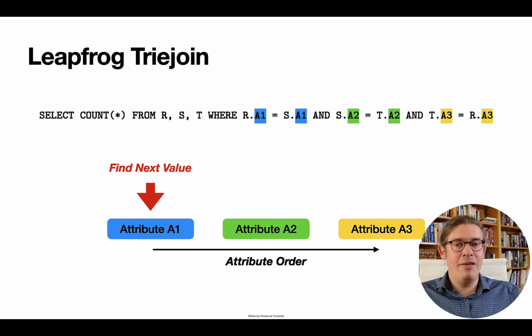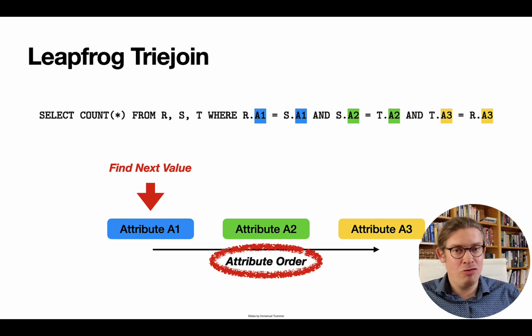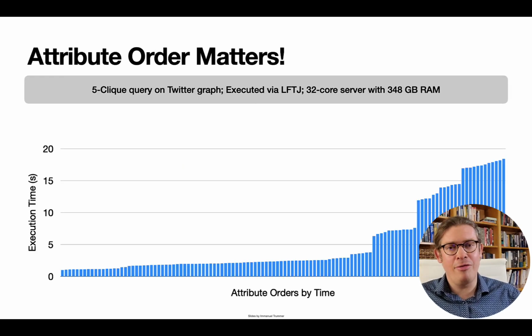So this is the high-level picture of how the algorithm works, but a key decision in this context is the choice of an attribute order. And we have performed experiments showing that the attribute order has very significant impact on the performance. For instance, in this graph, you have execution time on the y-axis, and you have different attribute orders for the same query on the x-axis. And as you can see, you have a significant difference in terms of execution times between different orders.